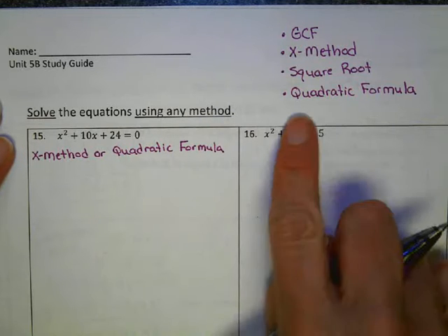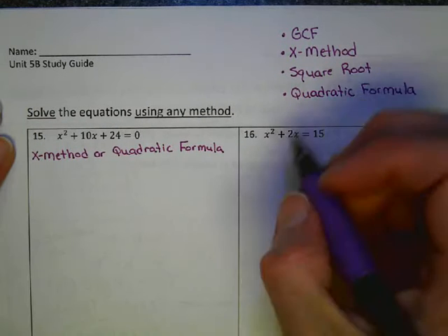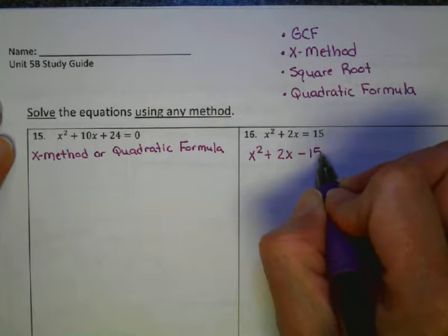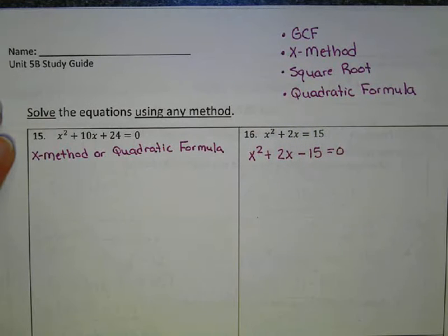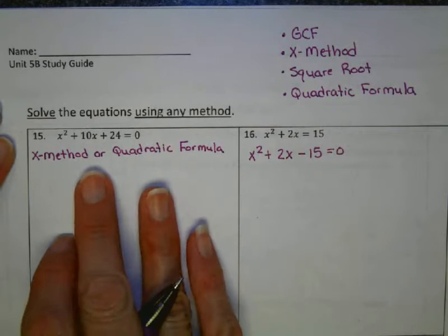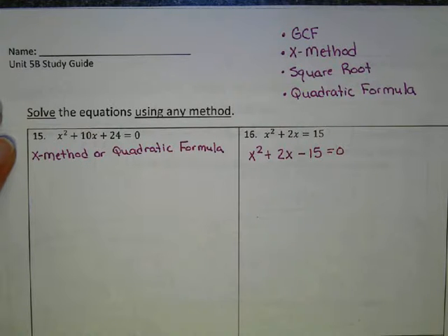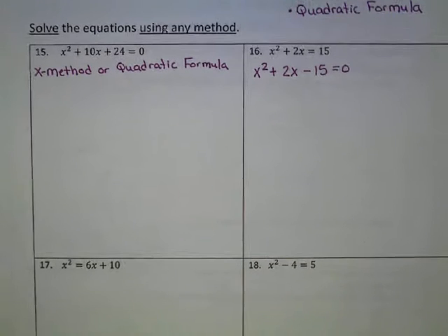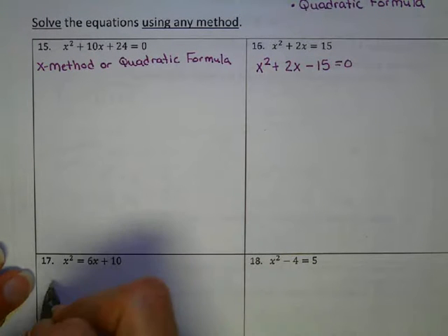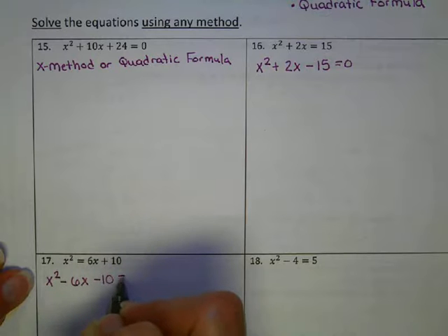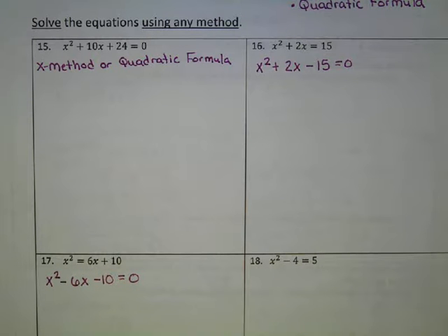This one you'll notice isn't set equal to 0, so set equal to 0 by minusing 15 to the other side. Okay, so again now it looks like this one we want to use the X method or quadratic formula. If the X method doesn't work, it could be not factorable, so you'll want to use the quadratic formula. This one's not set equal to 0, so I'm going to subtract these two over. So this could be, just like the other ones, an X method or a quadratic formula.